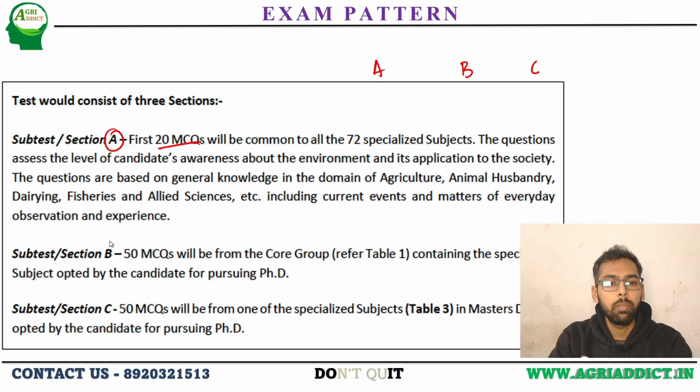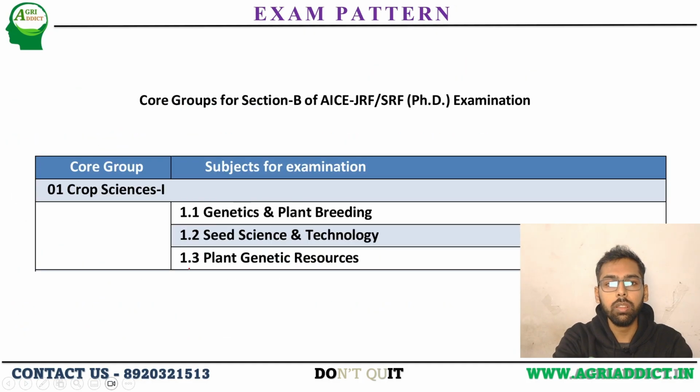So coming to part B. Part B consists of 50 multiple choice questions, and all the 50 multiple choice questions will be given from different subjects mentioned in the core group. And regarding part C, part C also comprises 50 multiple choice questions, and all the 50 multiple choice questions will be from one specialized subject that the student has opted to pursue the PhD. So this is the detailed examination.